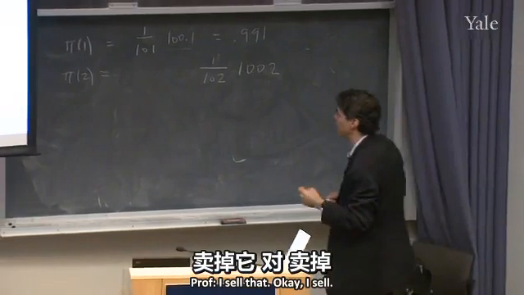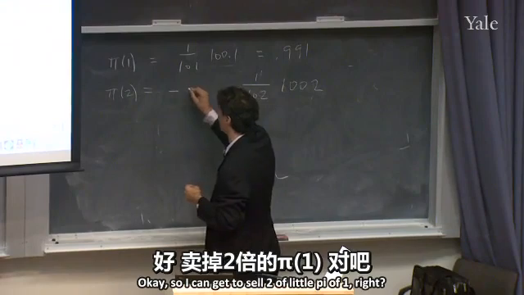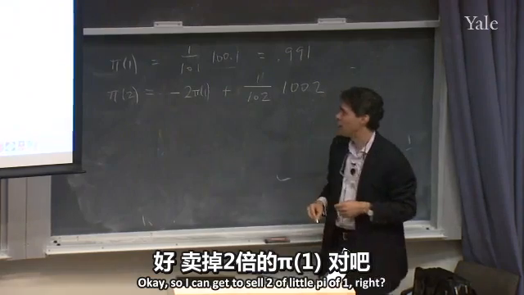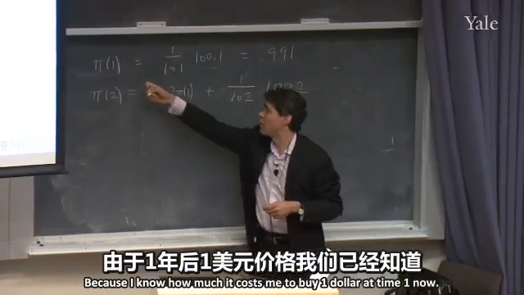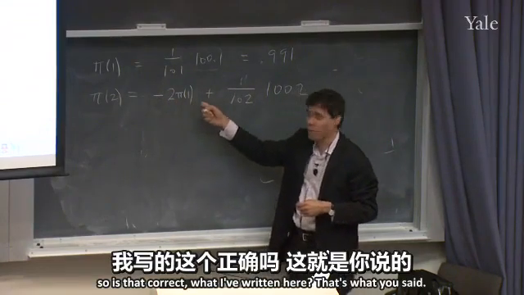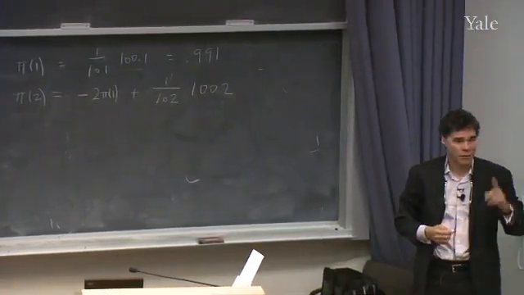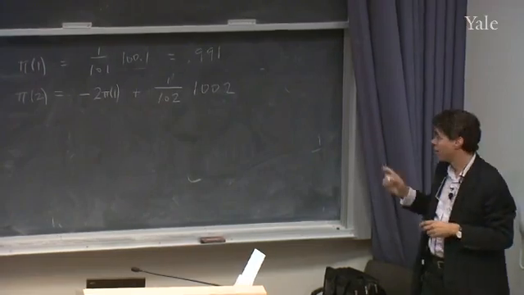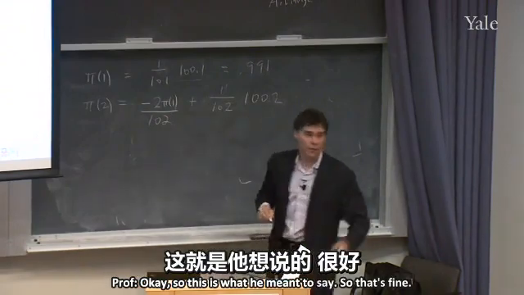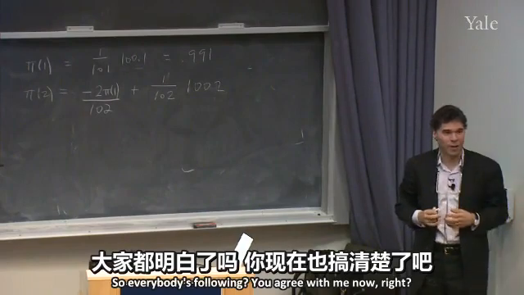I sell that, okay, so I can sell 2 of little pi of 1. Right? Because I know how much it costs me to buy $1 at time 1, it's that number. So is that correct, what I've written here? That's what you said, that's not quite right. You didn't actually buy $2, you bought... yeah, I bought it. Okay, so this is what he meant to say. So that's fine. Okay, so that's what you do exactly. So everybody's following, you agree with me now, right?